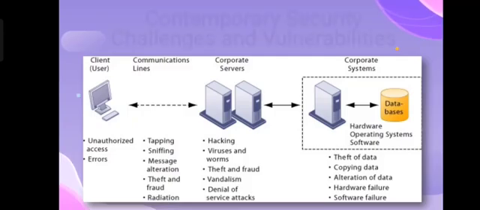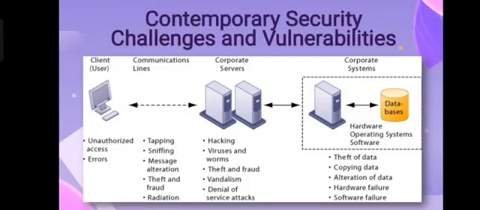Next are the contemporary security challenges and vulnerabilities. For example, we have a client, and these clients can have unauthorized access, or they can do some access with some errors. The clients are connected to corporate servers using communication lines. This could be the internet, or it could be mobile or regular networks, and these communication lines can have problems, wherein people can tap into these communication lines.